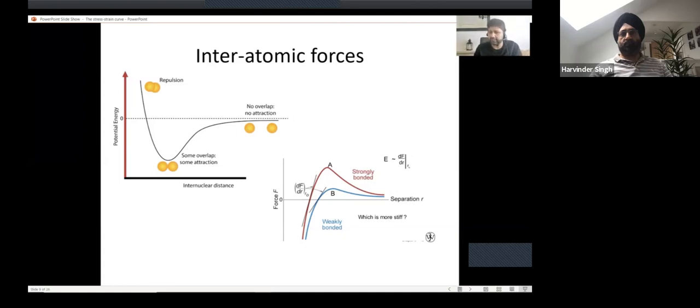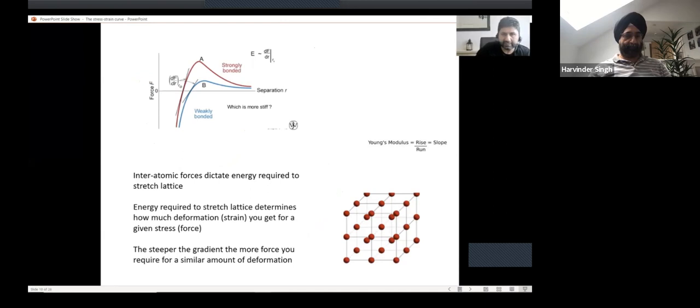So the gradient of this curve is very important for individual atoms because that dictates the resistance they have to interatomic separation. So extrapolating this curve to our stress strain curve, we can see that different types of atoms have a different extent of interatomic separation for a given force, and that effectively dictates their bonding force.